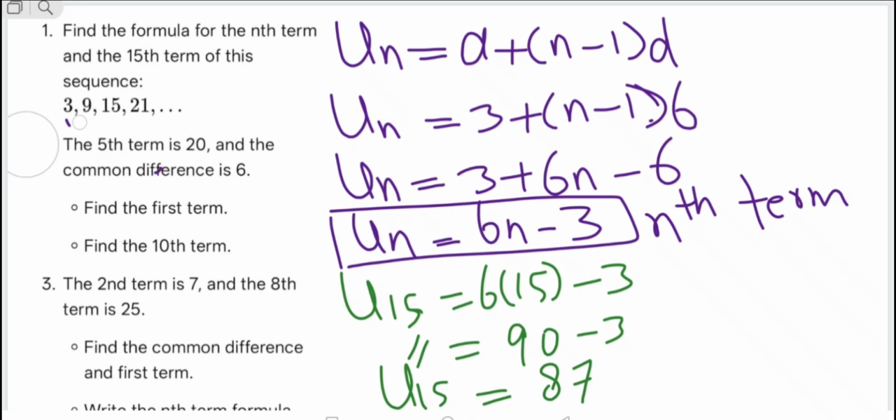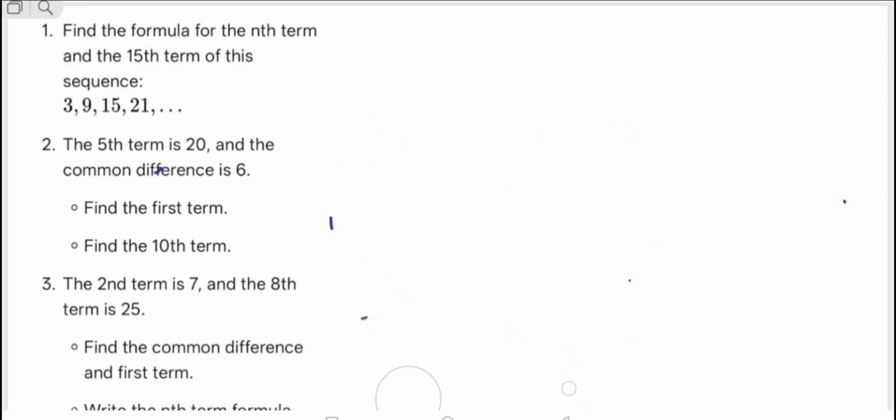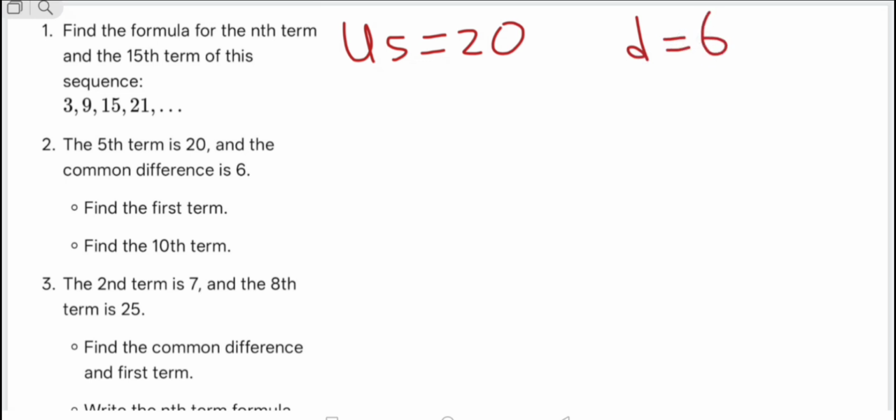Now look at the second question. Second question is the 5th term. It means U5, which is 20, and the common difference D equals 6. Find the first term. Okay.